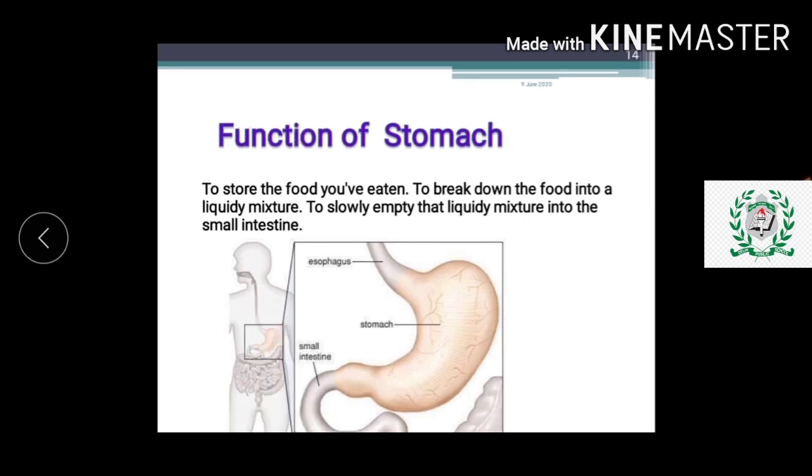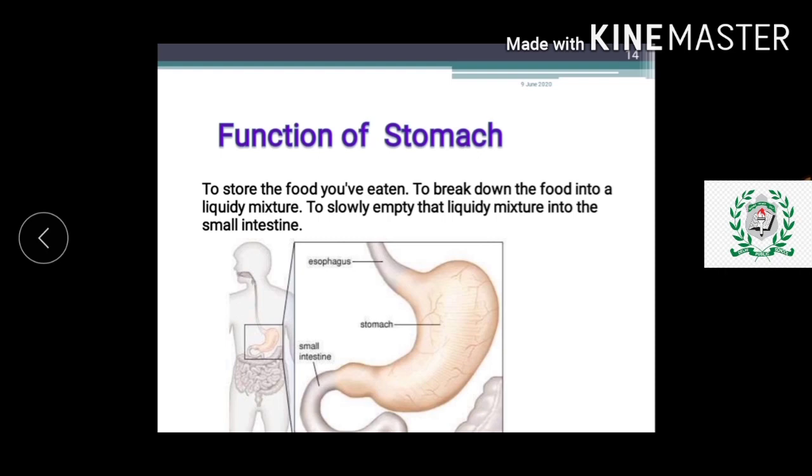The stomach is like a sac structure. You could see the shape of the stomach. It's J shaped. Okay, it stores the food first. So the function of stomach is to store the food. The second thing is to break down the food into fine particles. Okay, that is the second job of stomach.